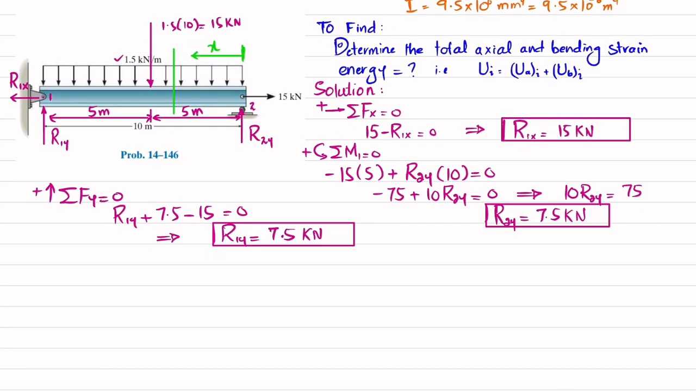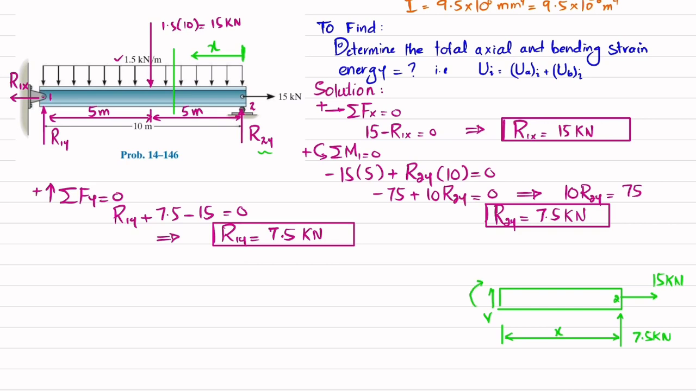So let me draw the free body diagram. This is the beam. Clear? So you can see at this point we have a 15 kilonewton load, axial load 15 kilonewton. At this point, this is your point 2, you have a vertical force which is R2y, that is 7.5 kilonewton. Clear? The total length of this beam where we have cut it is x. So this is x. And when you cut it, you will have a shear force V and you will have a moment. Clear? So the moment will be like this. Okay, this will be the moment.